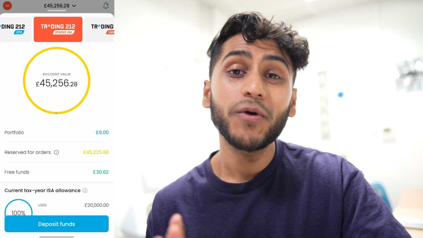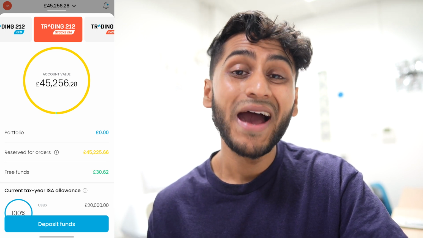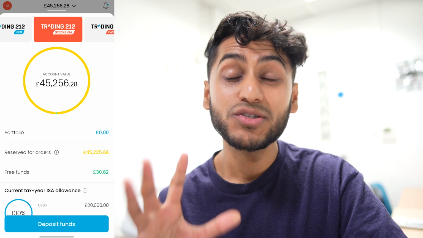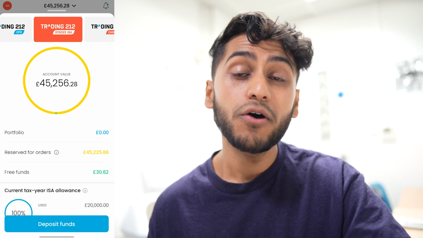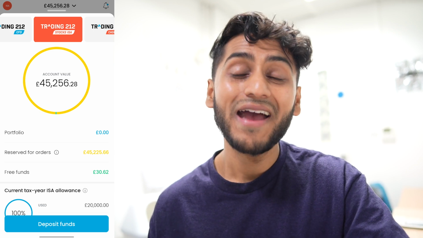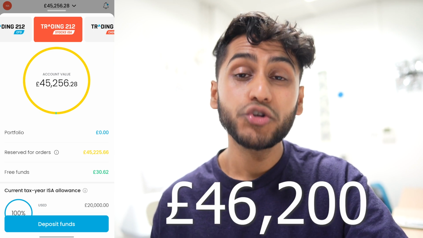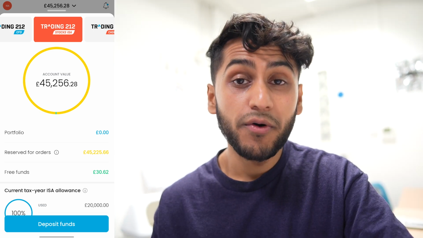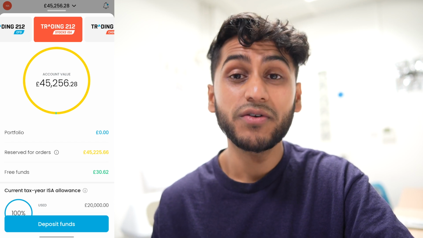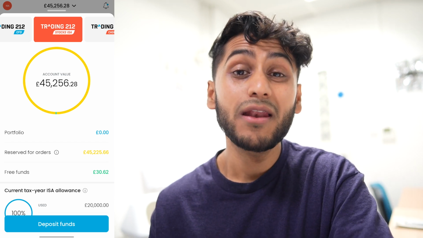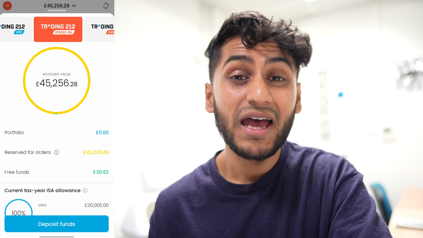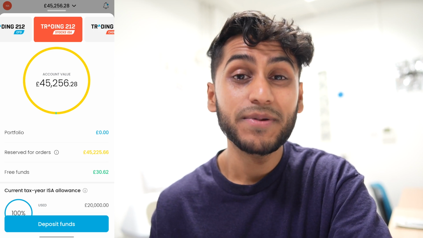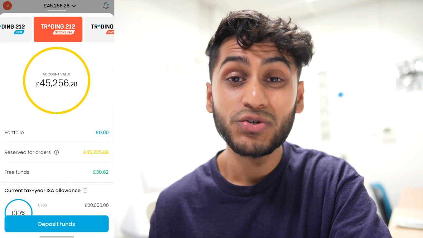Now in April of 2024, just a few months ago, I put in £20,000 as soon as the new tax year started. So assuming 10% growth by the end of this tax year, I should have at least £46,200. Now, as you can see, my portfolio balance is £45,256. There are still a lot of months left until the end of the tax year, which means that I should be on track to achieving 10% each year on my Trading 212 ISA at least.